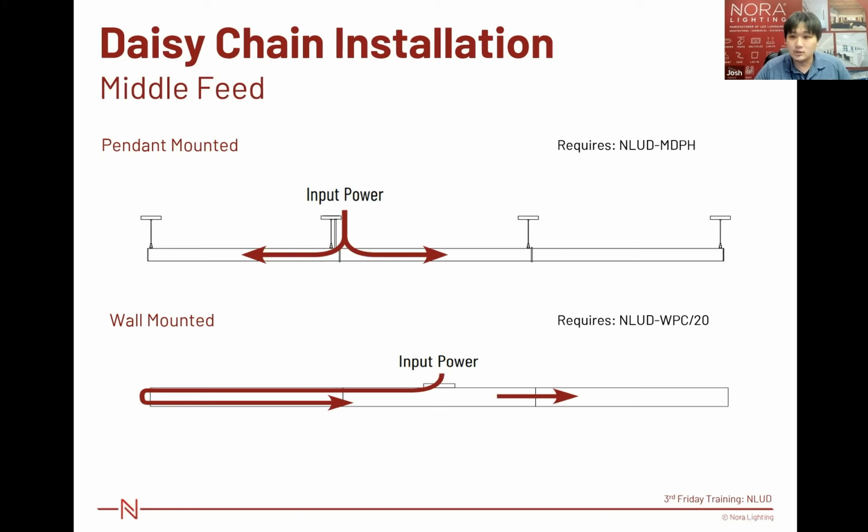But when you have a junction box in the middle, you'll feed from the middle and go in both directions. This is when you need NLUD-MDPH for the pendant mount and NLUD-WPC/20 for the wall mount. So as you can see from the picture, for the pendants, it brings power down from one canopy in both directions. But for the wall mount, since you are putting up all the linears together, it needs to route all the way to the first fixture and then route it in the other direction.